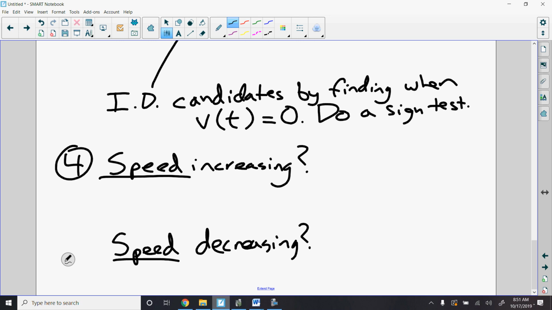Speed is going to increase. I'll show you a demonstration in class on Monday about this. I can't do it on this video. But whenever we look at speed, we need to always check both velocity and acceleration. So speed is going to be increasing anytime velocity and acceleration have the same sign.